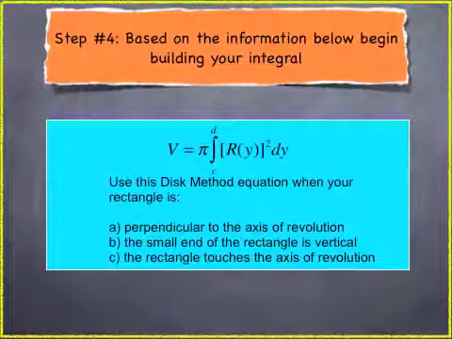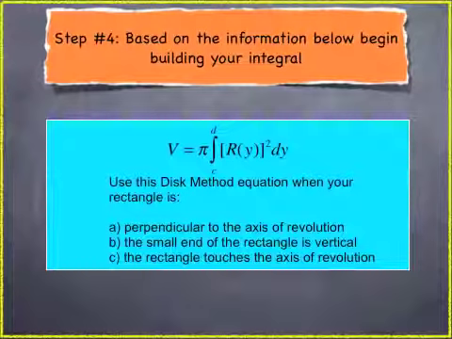So step 4, based on the information below, we begin to build our integral. This is the formula and the integral that you need when you use the disk method to calculate the volume. You can see pi r squared, which represents the area of a disk. That's the concept here. But obviously it's a volume, and many disks are put together to form the total volume that we create with this particular region and shape.